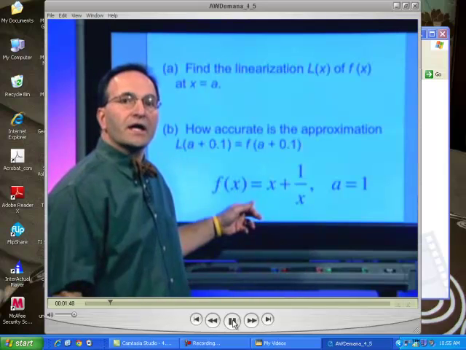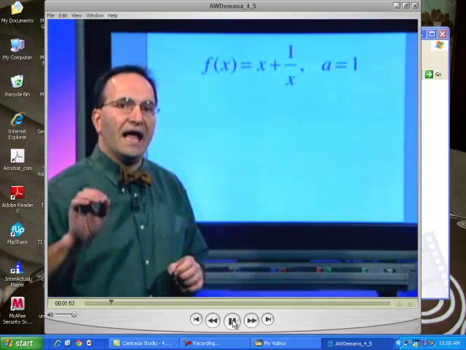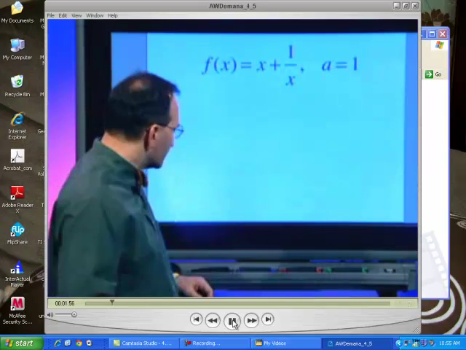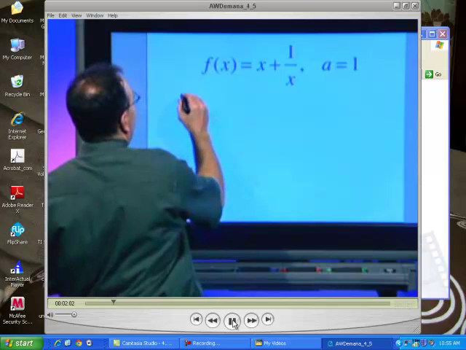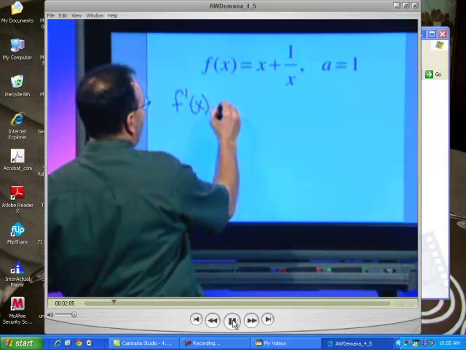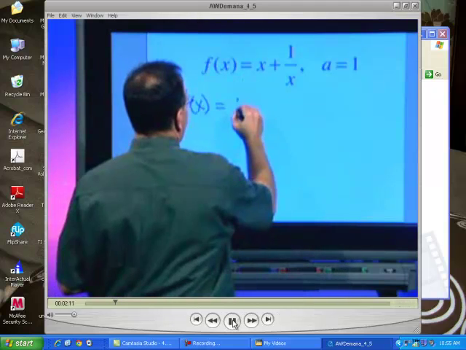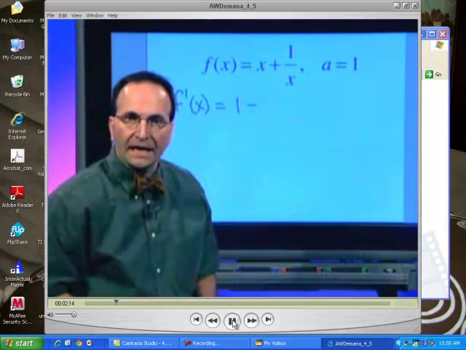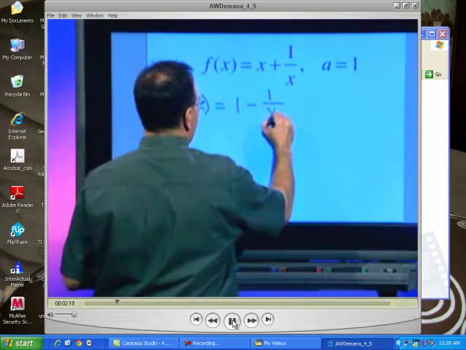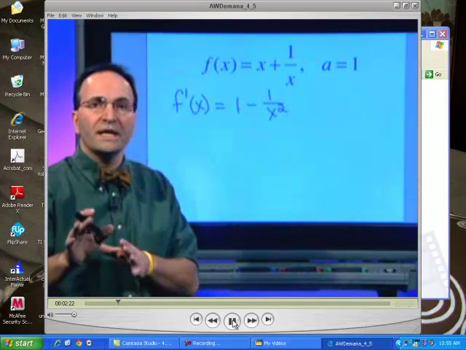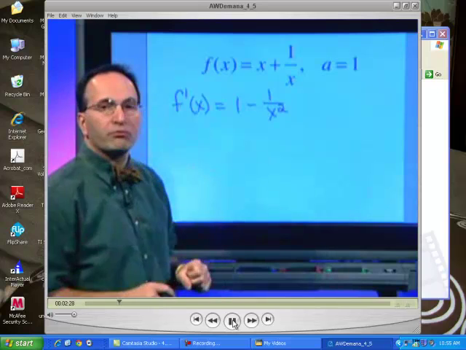What we're going to do here is plug this into the formula, and that means that we need to take the equation and find its derivative. So we have f of x equals x plus 1 over x. f prime of x is going to equal, well, the derivative of x is just 1, and the derivative of 1 over x is negative 1 over x squared. So we need to find two things: f of 1, and f prime of 1.